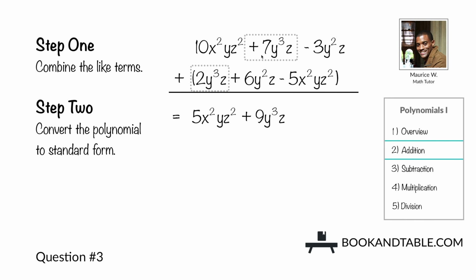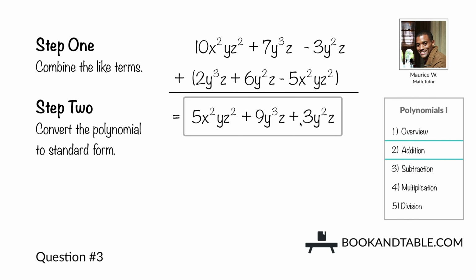We then go to the next term of our first polynomial, 7y cubed z, and we combine that with 2y cubed z to give us 9y cubed z. And then the third term in the first polynomial, negative 3y squared z, we combine with positive 6y squared z. Negative 3 plus 6 gives us positive 3y squared z.